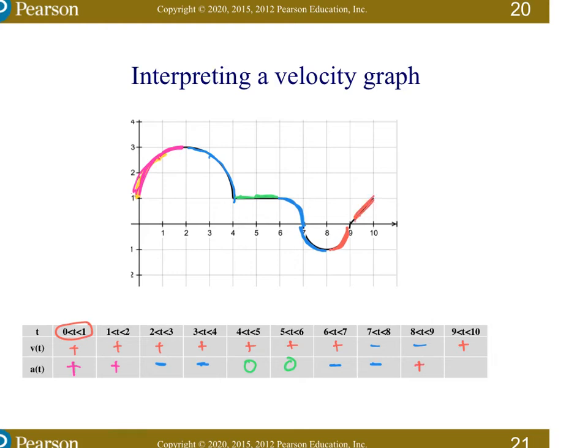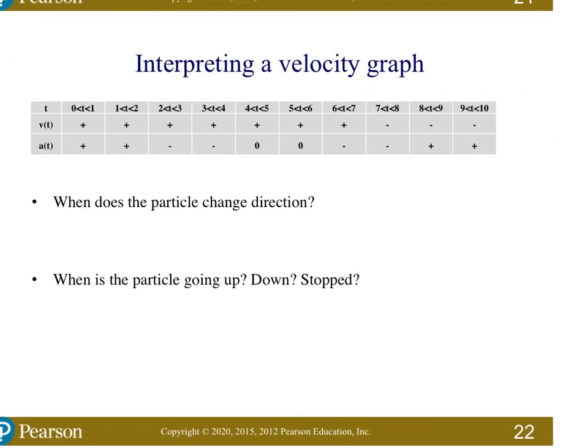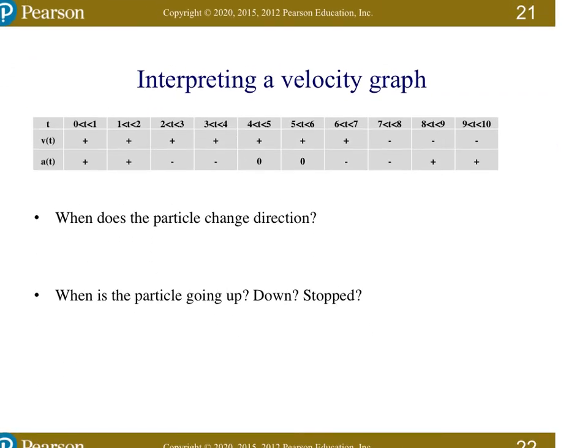And from 9 to 10. So now I can compare velocity and acceleration, and I can answer a bunch of questions. So I've transferred all those values over. When does the particle change direction? Well, the only time it changes direction is from that plus to minus.